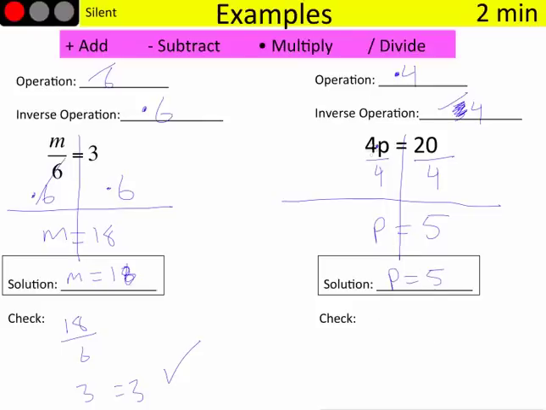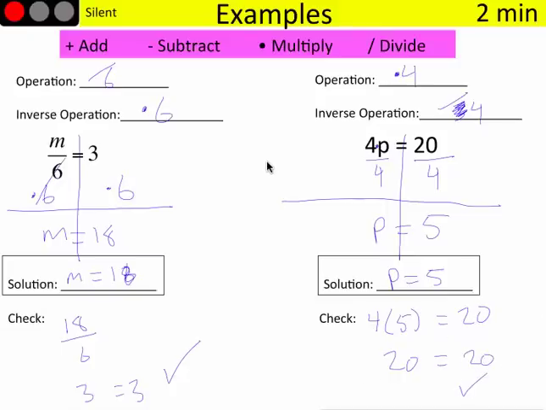Let's check our work. 4p equals 20, so 4 times p equals 20. If p is 5, 4 times 5 is 20. So that means we're correct.